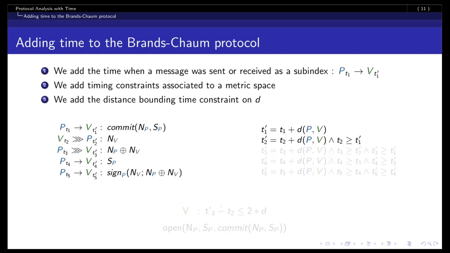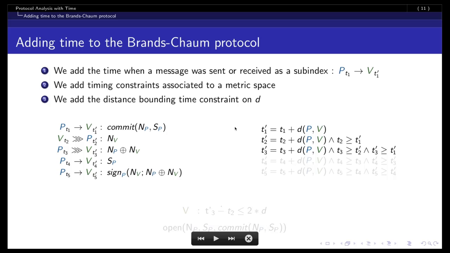For the second message, the first part of the constraint is really similar to the one before, to control the distance, but we add another one. This represents that the second message, when the verifier sends it, must be sent after the verifier received the message before.